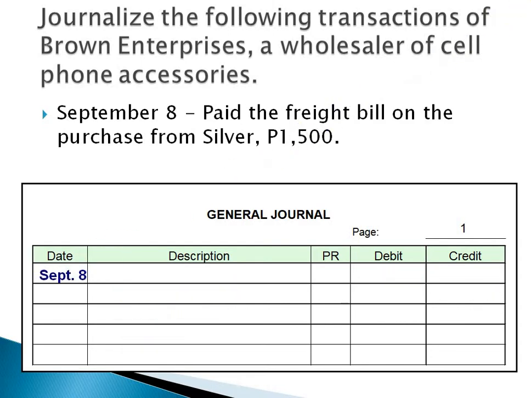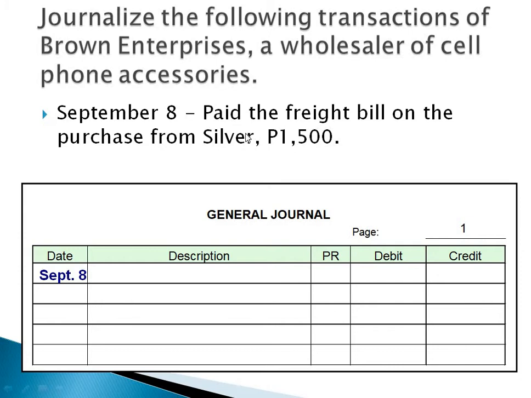September 8 now. Paid the freight bill on the purchase from Silver, 1,500 pesos. Remember the freight terms I discussed in part 2? FOB destination, FOB shipping point, freight prepaid, freight collect. Here in this transaction, there is no mention of any freight term. But because the transaction says that Brown paid the freight bill, then the assumption is Brown paid because it must really be the one to shoulder and pay for the freight charge.